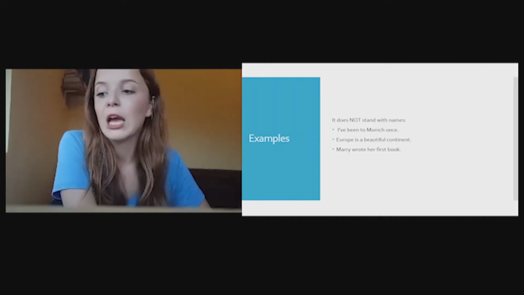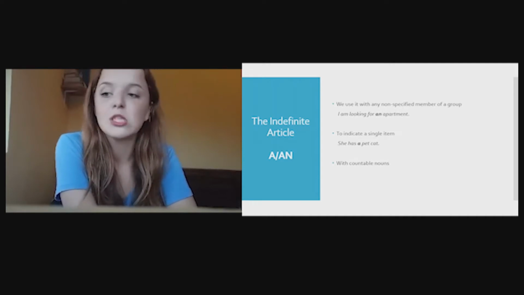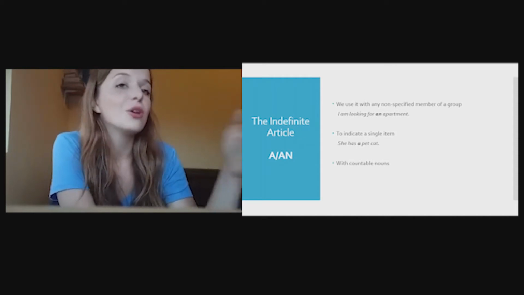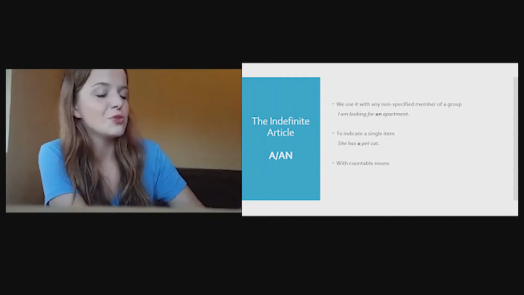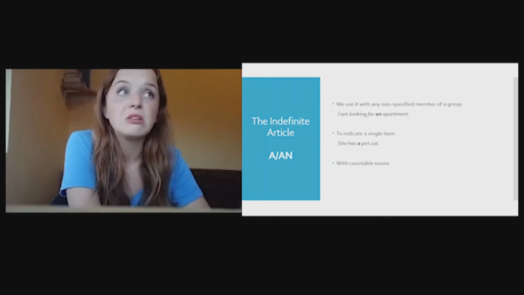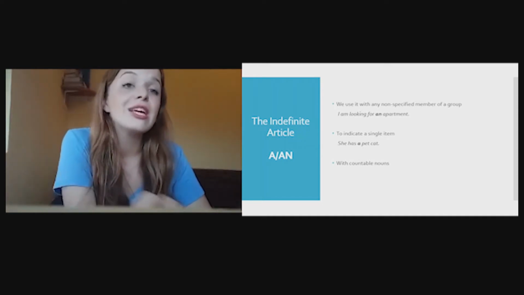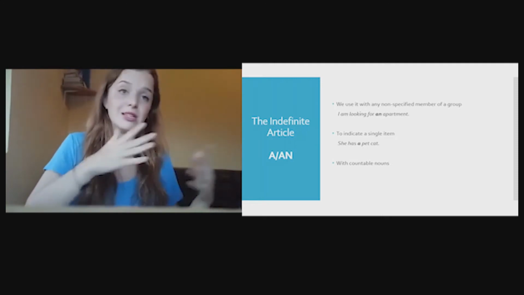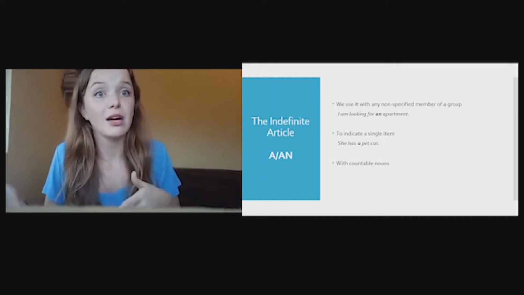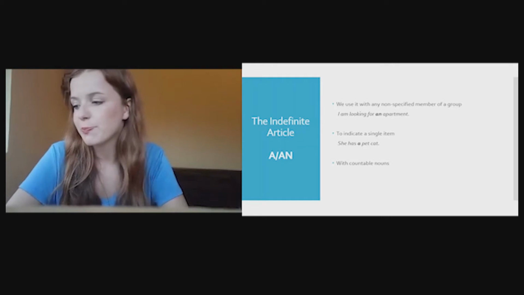And now we have indefinite articles, a or an. So we use it with any non-specified member of a group, on the contrary to the definite article that we use for a specific component of the group. I'm looking for an apartment, like one in a group, but it's not specific yet. We also use it to indicate a singular form, a single item, like she has a pet cat, or you can also say she has a cat and 2 dogs, for example, and with countable nouns.